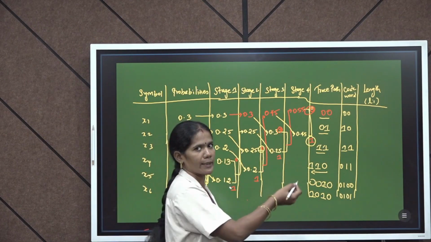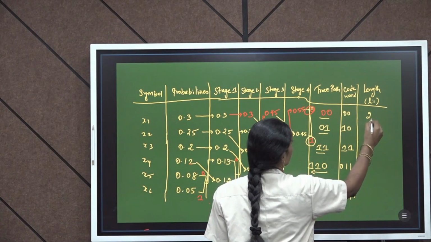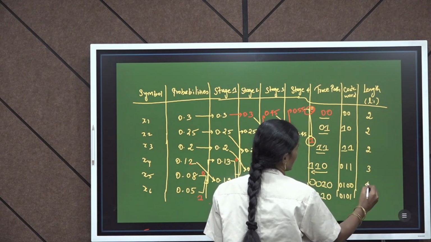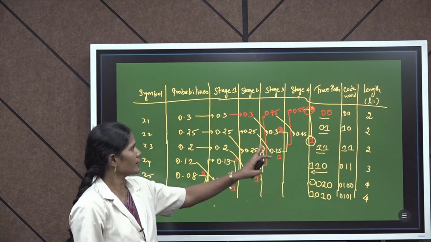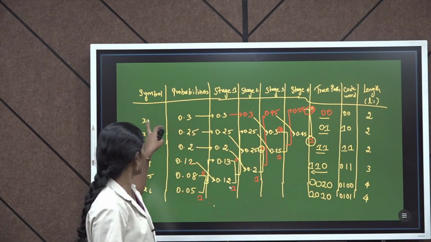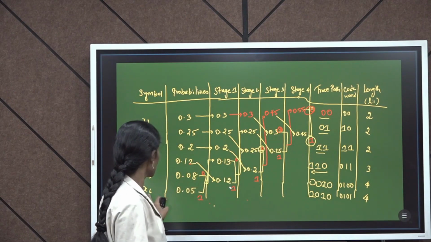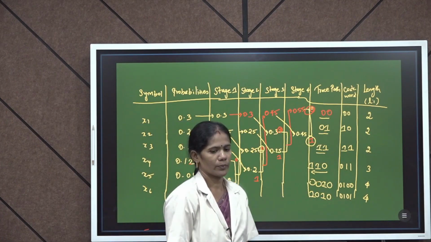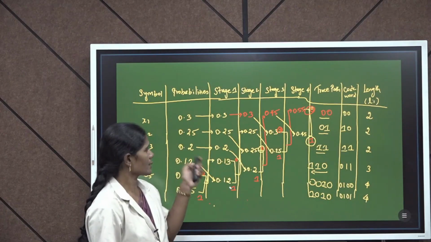Next, at last, the length. The length for each symbol is just the count for this code word: 2 2 2 3 4 4. So by using this table we can find the length of each symbol. For x1, 0.3, the length will be 2. For the last symbol x6, 0.05, the length is 4. So by using this table we identified the length of each symbol.